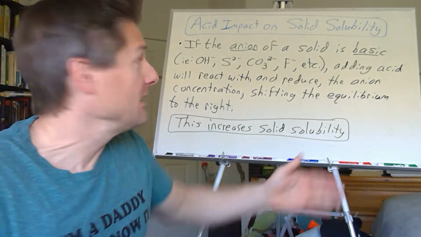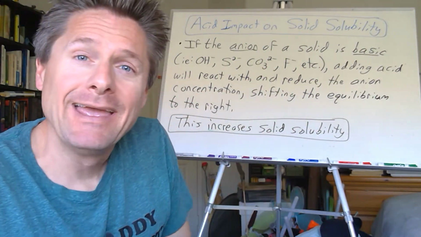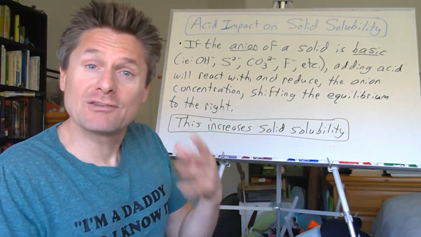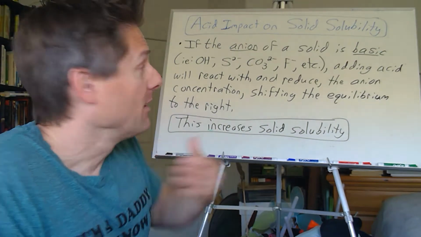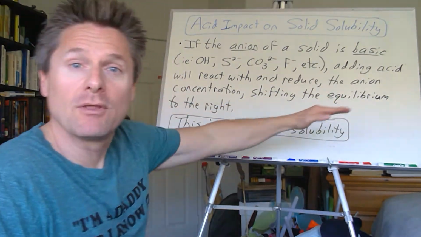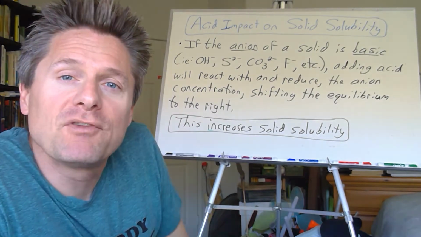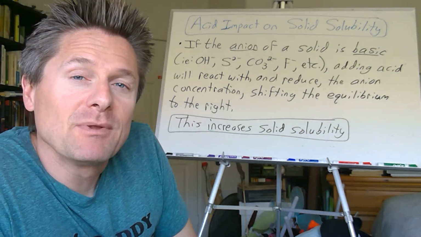And if that has weakly basic character, I can add an acid represented as the hydronium ion, and that's going to neutralize it, and that's going to drop the concentration of that anion, which is going to shift this equilibrium to the right-hand side, increasing the solubility. That's the net result. So that's another way to increase solubility of a solid.